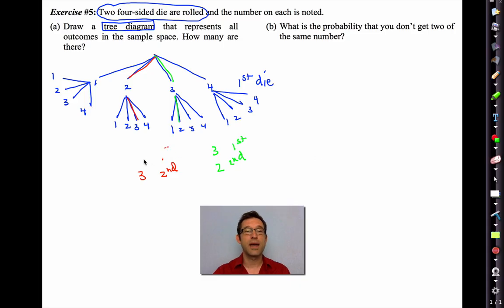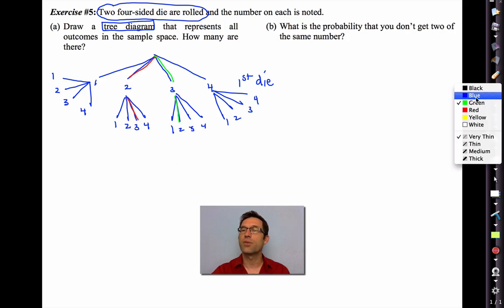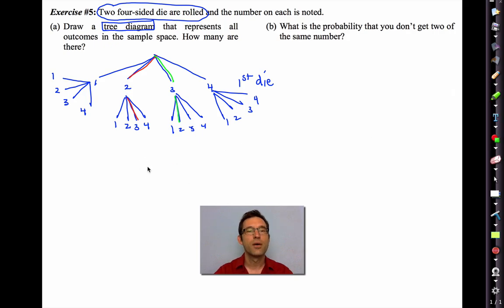Now the question is, how many outcomes are there? How many outcomes are there? Think about that while I erase and turn back to blue. Well, there are 16, right? And again, you can count them by just counting 1, 2, 3, 4, 5, 6, 7, 8, 9, 10, 11, 12, 13, 14, 15, 16. You can count them by counting how many terminal branches there are.